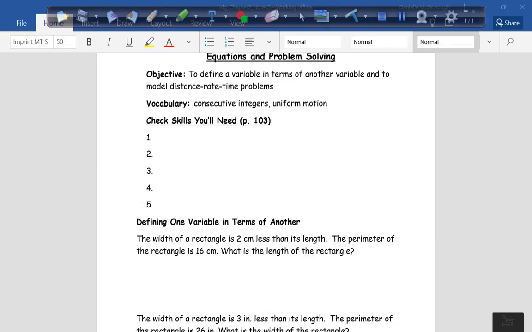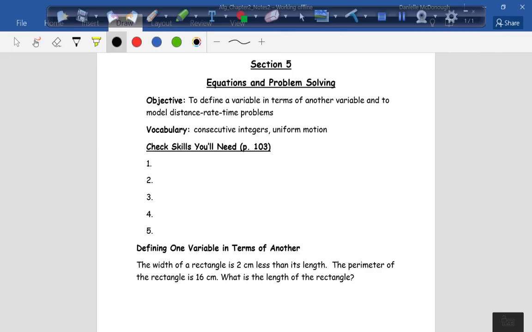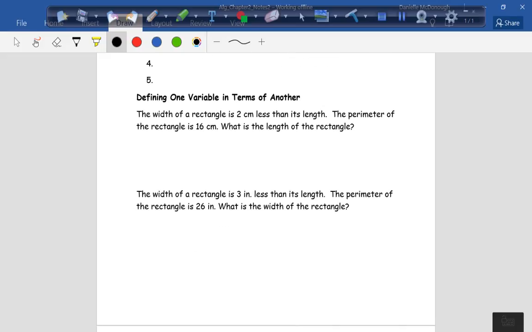Hey guys, we are going to be doing section 5 today, which is on equations and problem solving. So the objective is to define a variable in terms of another variable and to also model distance, rate, time problems. So the first thing we're going to look at is defining one variable in terms of another. This is so we can set up equations to be able to solve for things.